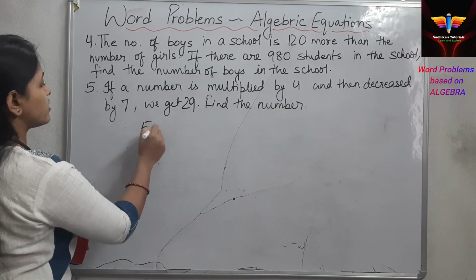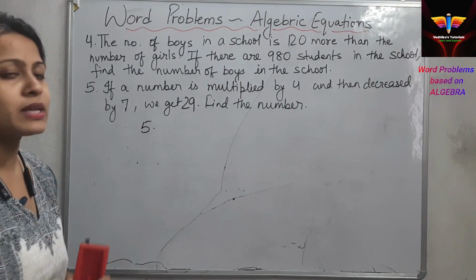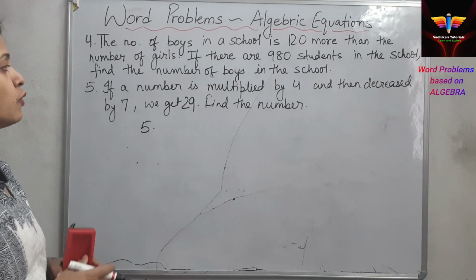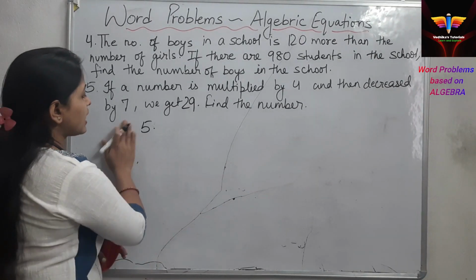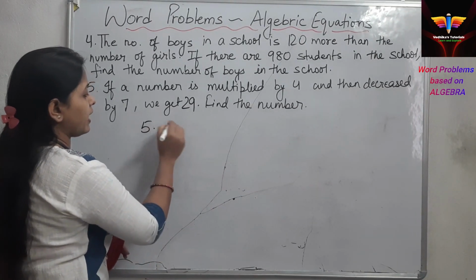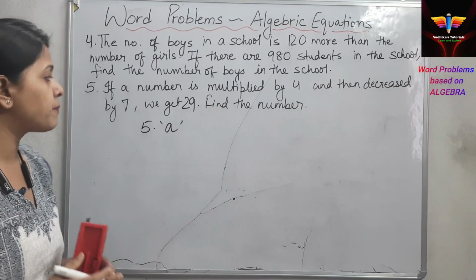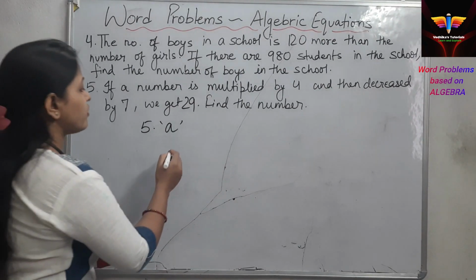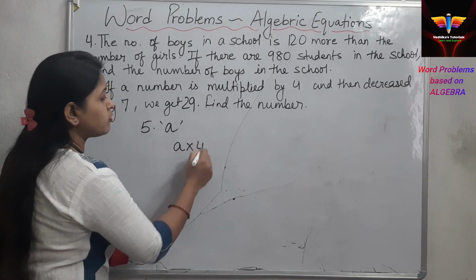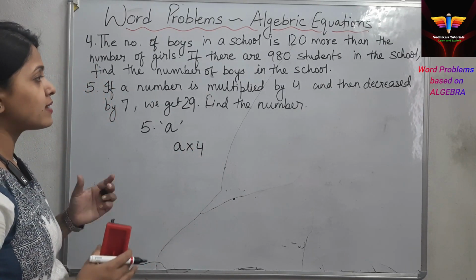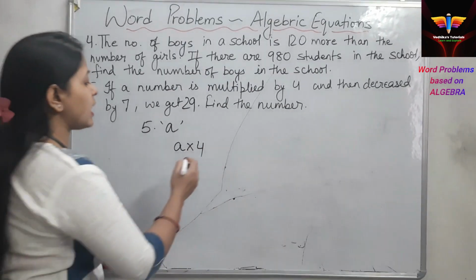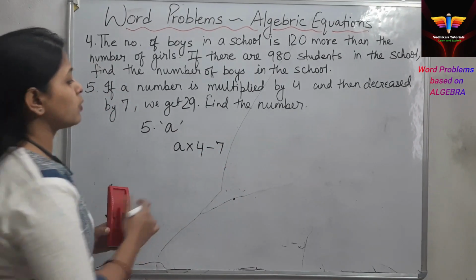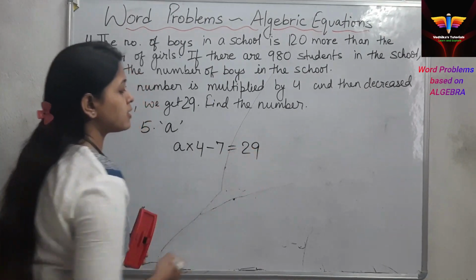Question number 5 is: if a number is multiplied by 4 and then decreased by 7, we get 29. It is talking about a number. We can take any number. Suppose that the number is a. Let the number be a. When we multiply the number with 4 and then it is decreased by 7, we get 29. So the result is 29.